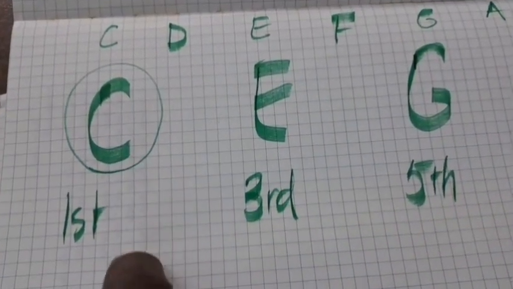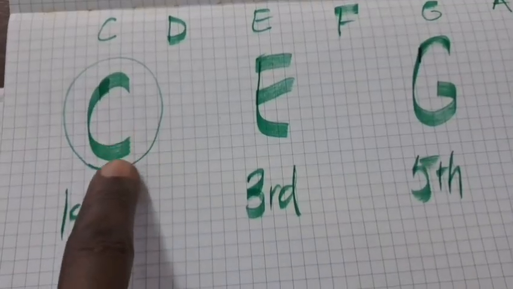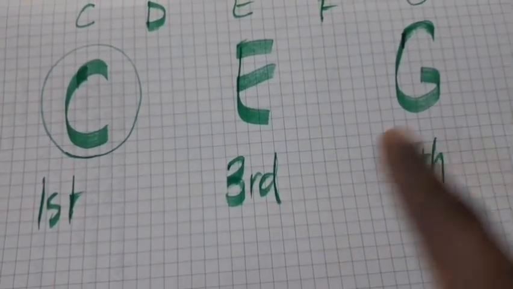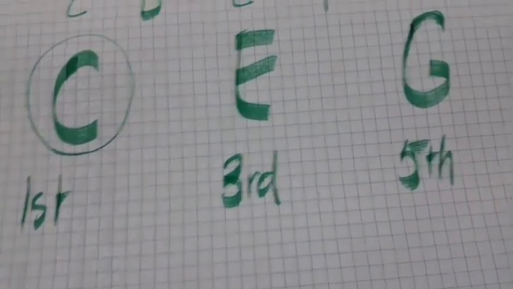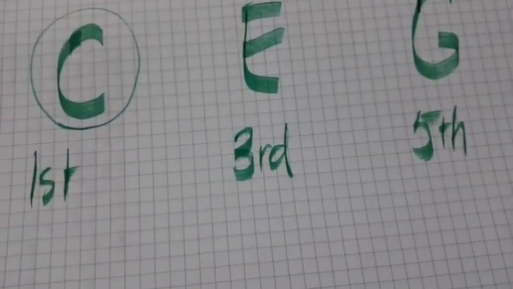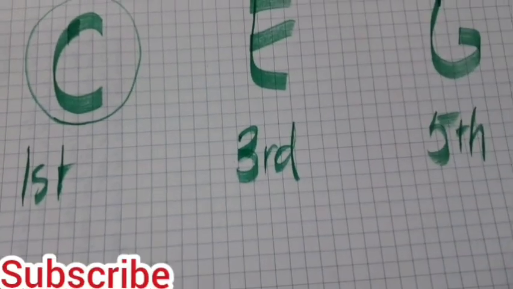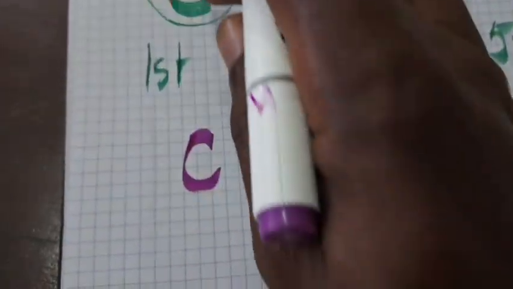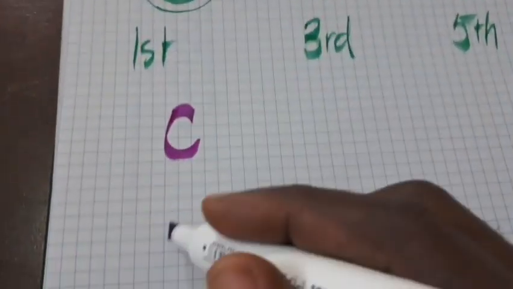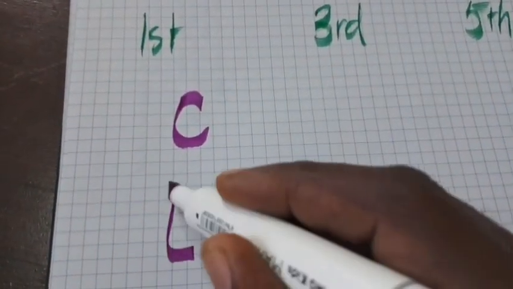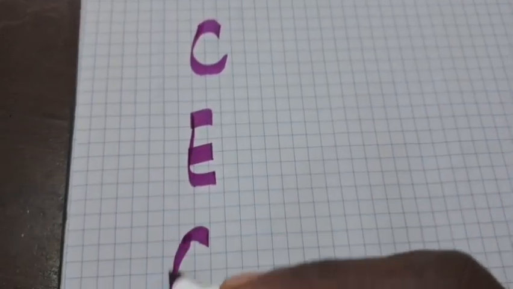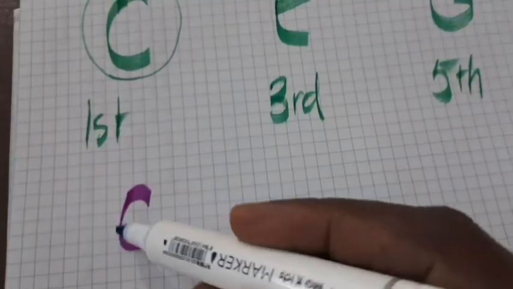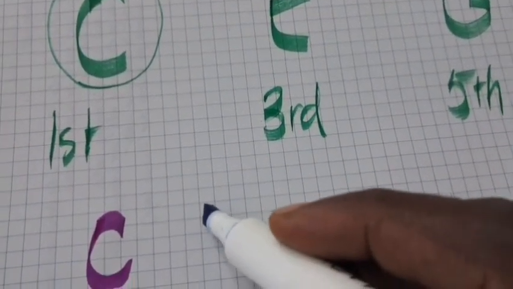Now, it is not always that you will see C being the first, or E being the third, and then G being the fifth. What do we mean by this? Let's demonstrate this with a diagram. Now, this is C. Instead of putting it horizontal, let's put it vertical. C, E, and G.